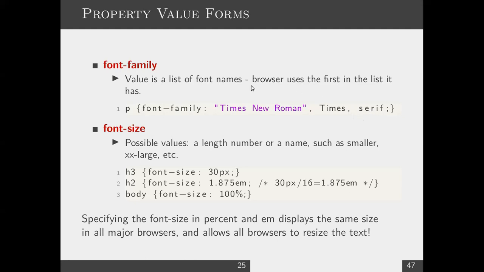Now, what the browser does, it uses the first value in the list. So if you had these listed like this, it will pick the first one if the browser has it. If the browser does not have Times New Roman, then it will use the second one. And if it doesn't have the second one, it will use the third one. If it doesn't have the third one, then it will use its default font family. So you give it some options. If it doesn't have all of them, it will use its own.